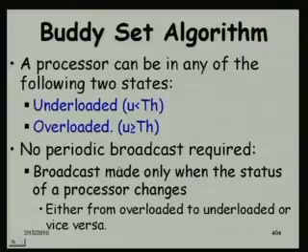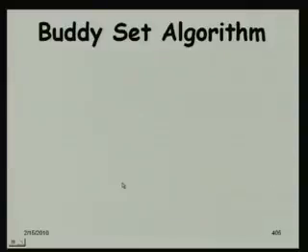Here no periodic broadcasts are required, and a node broadcasts only when its status changes from overloaded to underloaded or vice versa. So, this part of the communication is greatly reduced. Just check here, instead of sending messages every second or so, it broadcasts only when its status changes. No need of having that window. No window, nothing is necessary here. The messages are sent asynchronously as and when there is a change in the status.